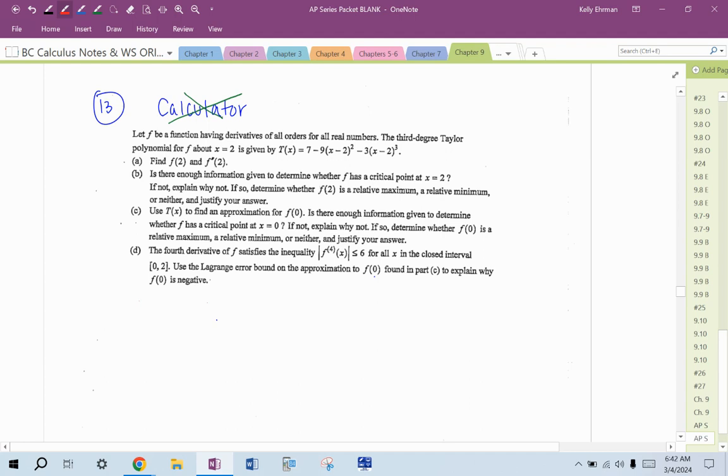I'm not sure why I wrote calculator at the top of this problem. We do not need a calculator for any of it. I'm not sure if it came from a calculator part of an old calc test or what. But anyway, no calculator.